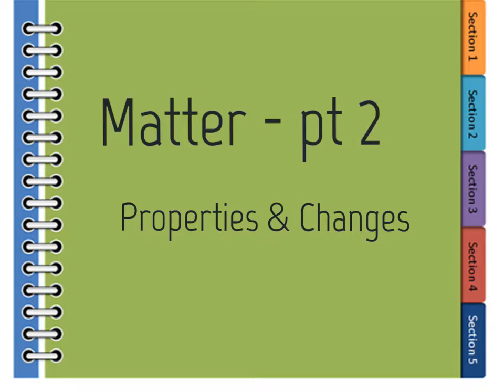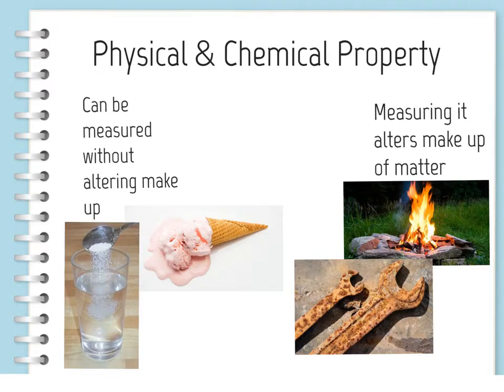In this screencast, I plan on talking about the properties and changes that can happen to matter. Things like when you have a chemical or physical change, or chemical and physical properties, as well as intensive or extensive properties. All right, so we can either be a physical property or a chemical property, and these are characteristics that are measured. In a physical property, you can measure it without changing the overall substance.